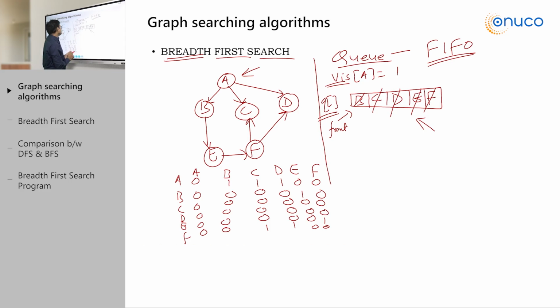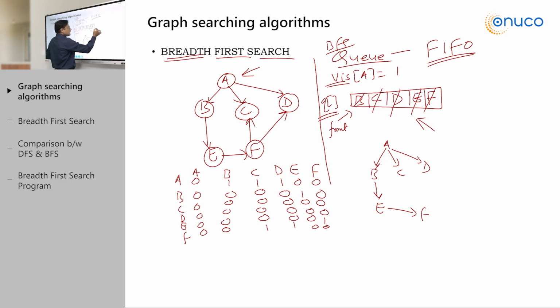Hence, this is done. There is no further path to another vertex. It means we have already performed the task. In that case, what will be the outcome of this? The outcome is A, B, C, D, E and F. This is what our outcome is from BFS, after implementing BFS.